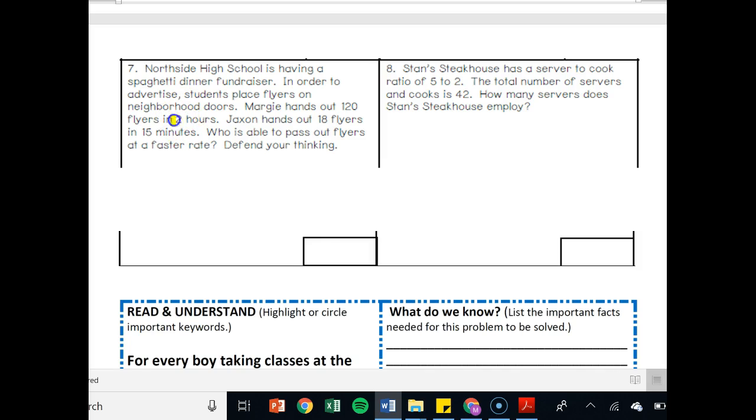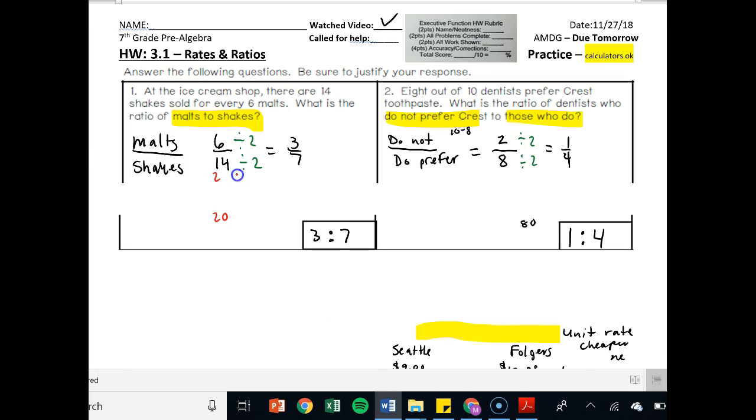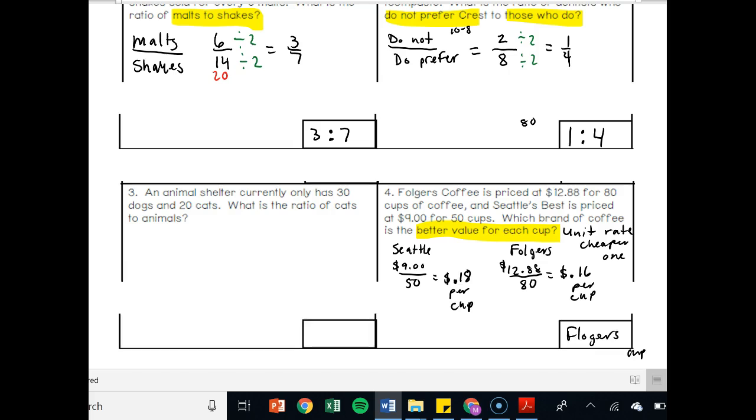Key thing here is they say Margie is doing it in hours versus Jackson doing it in minutes. I would definitely convert those hours to minutes. So Margie, she is doing 120 flyers every 2 hours. There's 60 minutes an hour, so that's every 120 minutes.